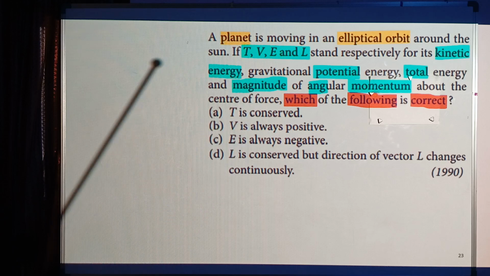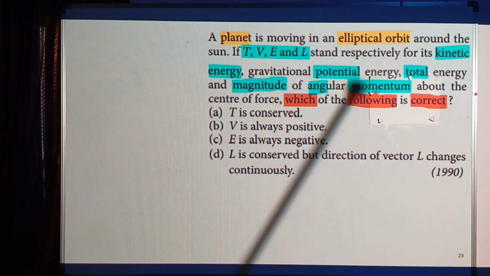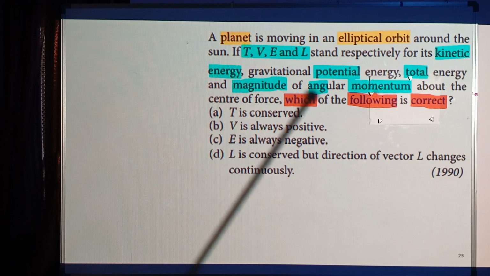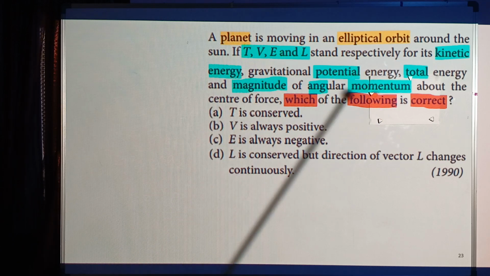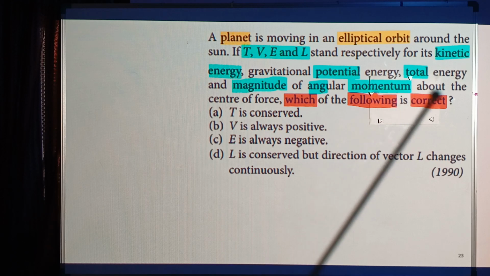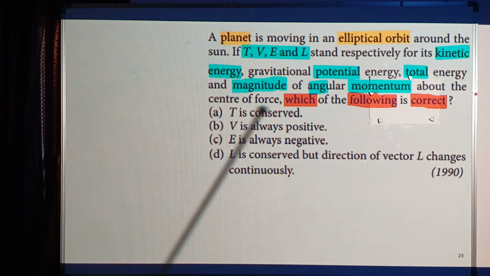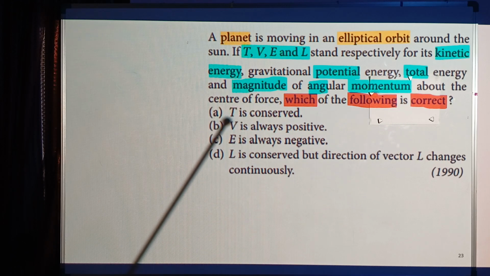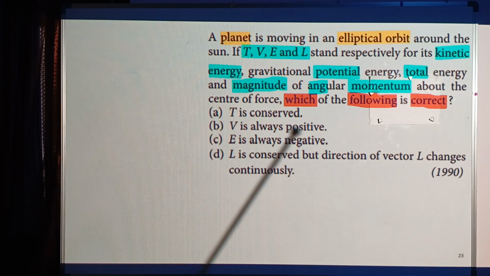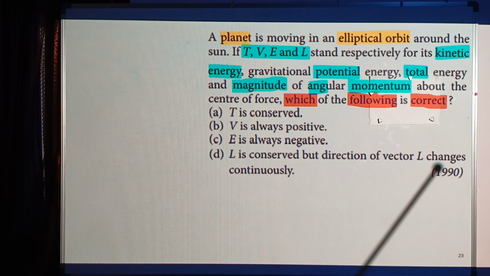This is the next question. A planet is moving in an elliptical orbit around the Sun. If T, V, E and L stand respectively for kinetic energy, gravitational potential energy, total energy and magnitude of angular momentum about the center of force, which of the following is correct? T, the kinetic energy, is conserved. V, gravitational potential, is always positive. E is always negative. L is conserved but the direction of the vector changes continuously.